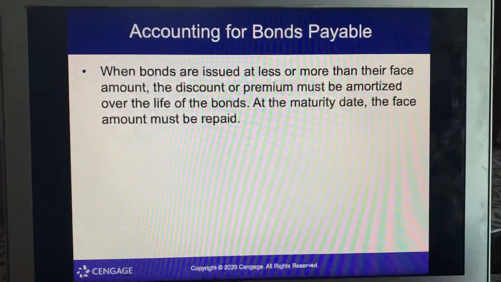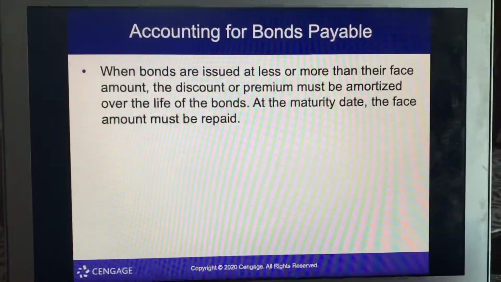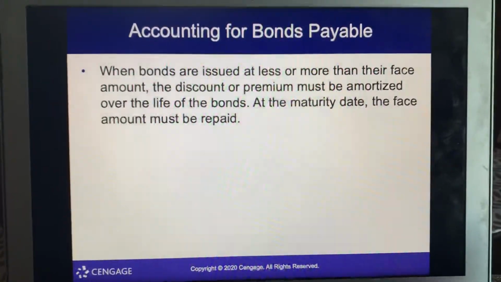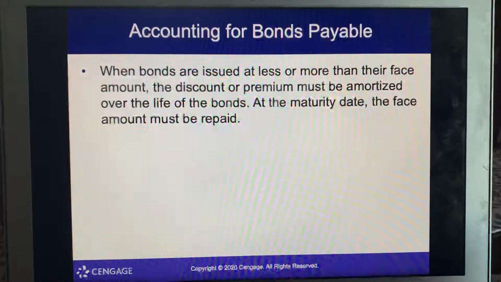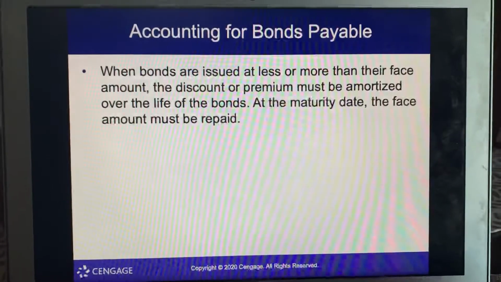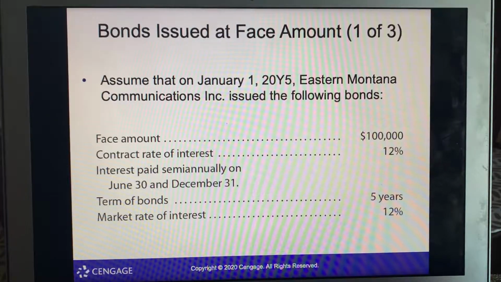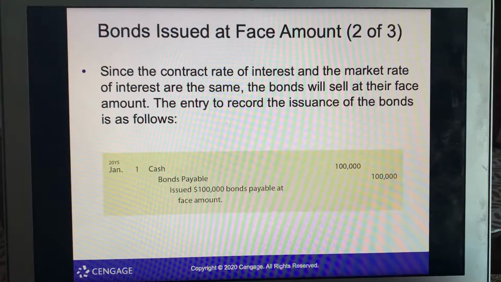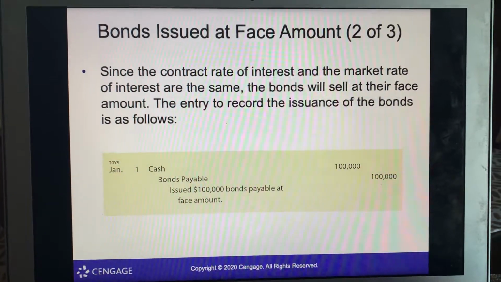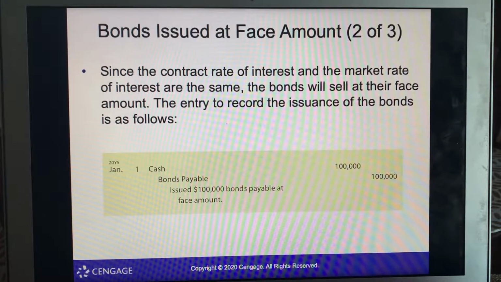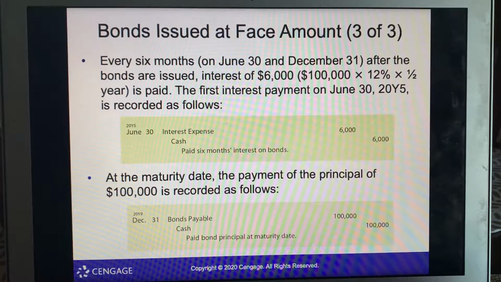When bonds are issued at less or more than their face amount, the discount or premium must be amortized over the life of the bonds. At the maturity date, the face amount must be repaid. So here's an example. Face amount is $100,000, 12%. Term is 5 years. Market rate of interest is 12%. So we're going to receive cash of $100,000, bonds payable $100,000, and then here it says issued $100,000 bonds payable at face amount.